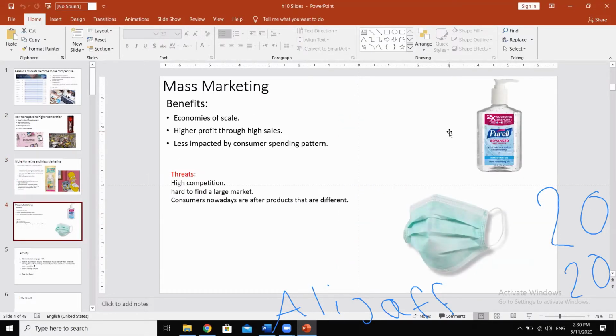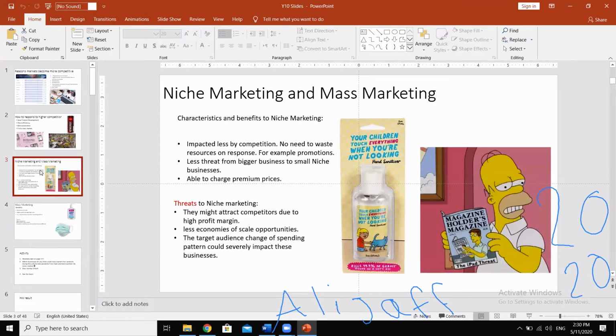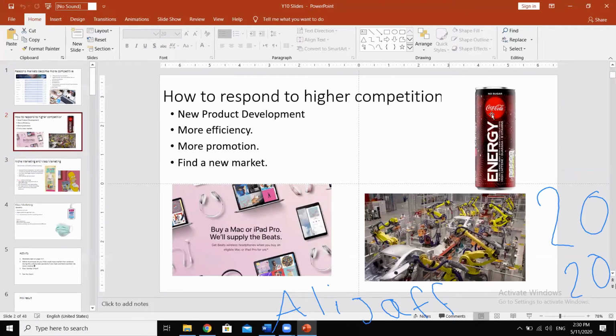The optimal best position to be in as a business owner is to have products that could be mass marketed and products that could be niche marketed as well. And this is a really good example for Coca-Cola. They have the standardized product that everybody loves, so they could sell it to millions of people at the same time. They also have special types of products like this, which is marketed to a certain segment of the market.